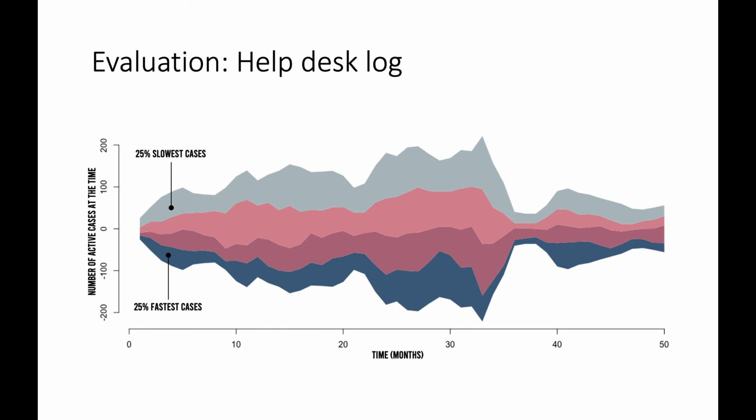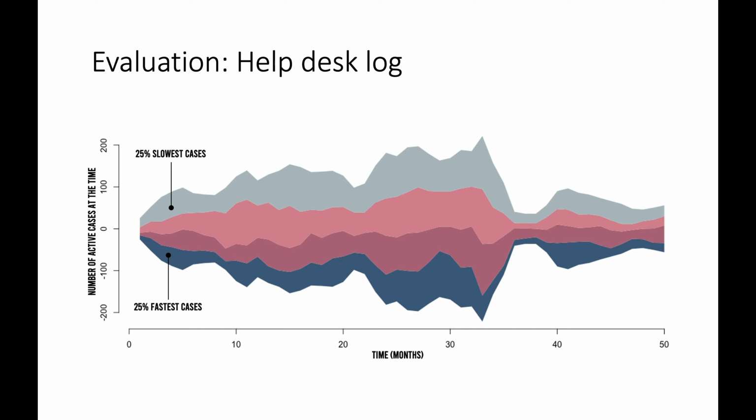So basically at the bottom we have the fastest cases, that is, for example, 10 minutes for the whole case, all the activities, and the slowest cases at the top. We split them into equal groups by number of cases. To understand this graph, on the x-axis we have time in months, and on the y-axis the number of active cases at a time.